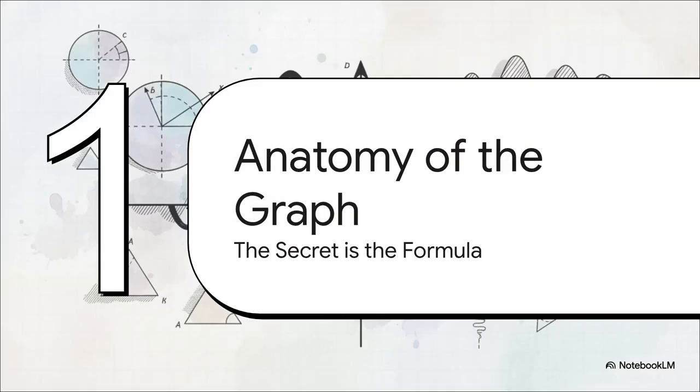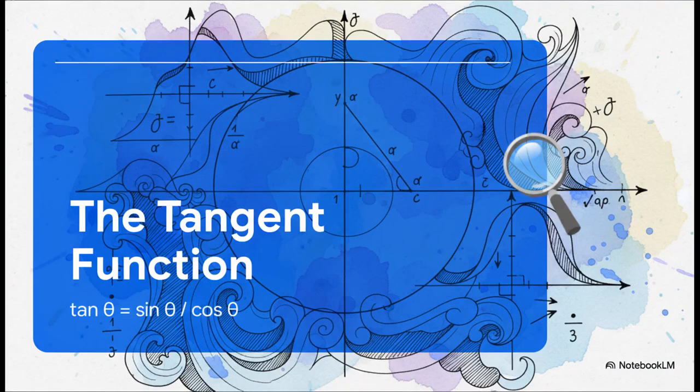And here's the best part. The key to this whole mystery is not some super complicated thing. In fact, the entire story is hidden right inside its most basic formula. And there it is. Tangent of theta is just sine of theta divided by cosine of theta. That's it. This one simple fraction is the reason for all of the graph's seemingly bizarre behavior.